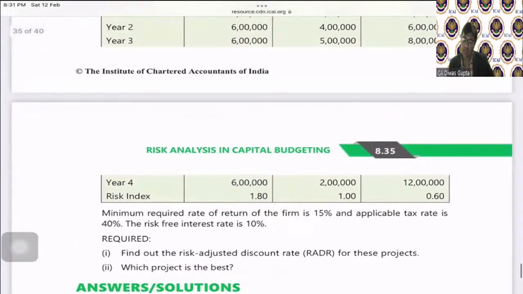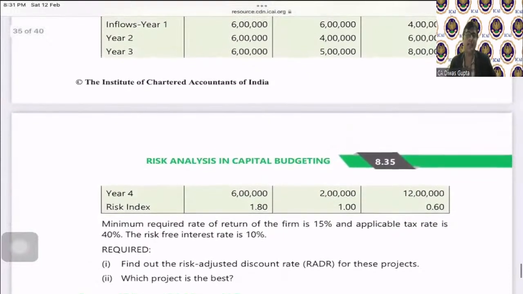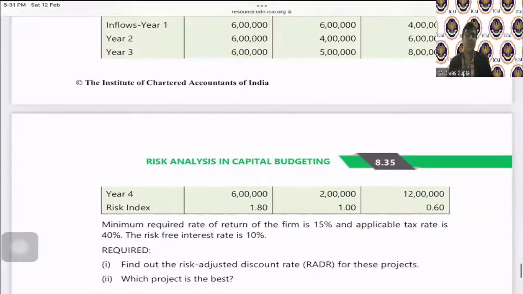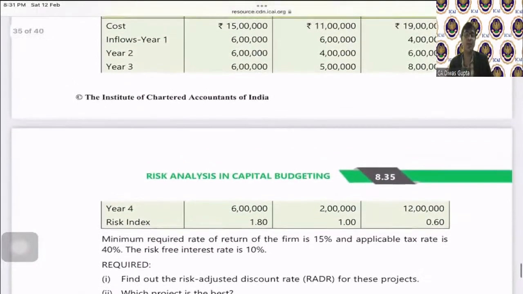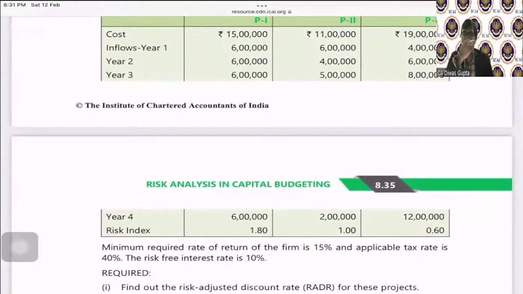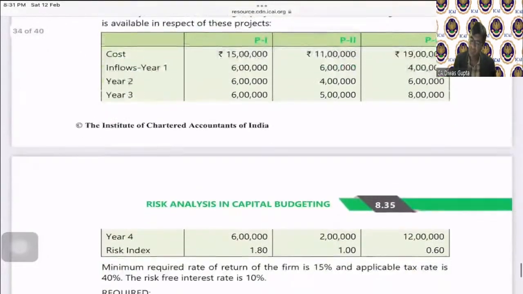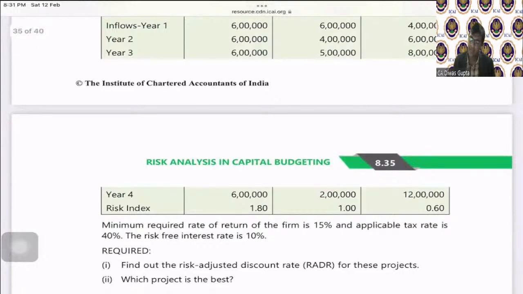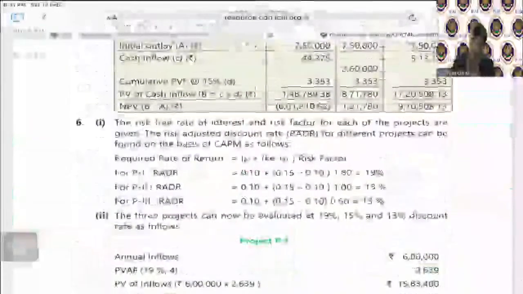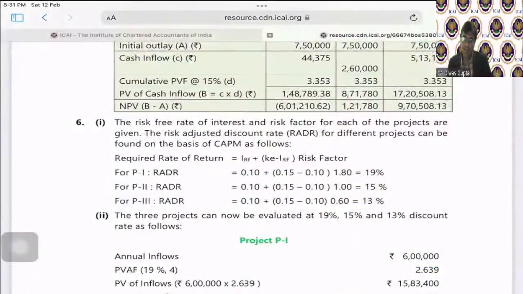So they are asking us to calculate the risk adjusted discount rate. So that means we have to calculate the IRR of this. Now students, if you see, okay, I'll tell you. They are asking us to calculate the IRR. Now see, the risk index is also given. Okay, let us go to the solution and then we'll see quickly. The risk-free rate of interest and risk factor for each of the projects are given. Okay, the risk adjusted rate can be found on the basis of CAPM.